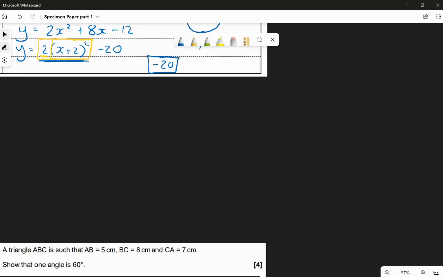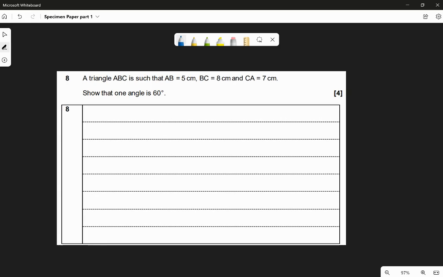Okay, so let's have a go at the next question, question 8. Triangle ABC is such that AB is 5 centimeters, BC is 8 centimeters, and CA is 7 centimeters. Show that one angle is 60 degrees. Okay, well, let's visualize it properly. So I'm going to draw the longest line to 8 centimeters. And then the other 2 lines. So 7 centimeters, let's say it's something like that and that. So 7 centimeters there and 5 centimeters there. It's approximately to scale, not great because the 7 and the 8 look about the same length. In that case, it looks almost like an isosceles triangle, but ignore that. Pretend that they are different lengths.